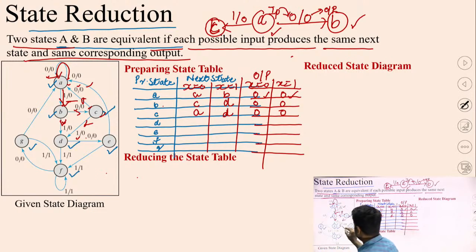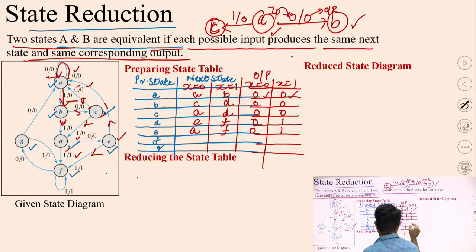We are in state D. If I get input 0, then I will reach E and output is 0. In D, if I receive input 1, I will reach F and output is 1 here. Similarly, if I check E, if input is 0, E becomes A, output is 0. And here, input is 1, output is 1. That means F and 1.